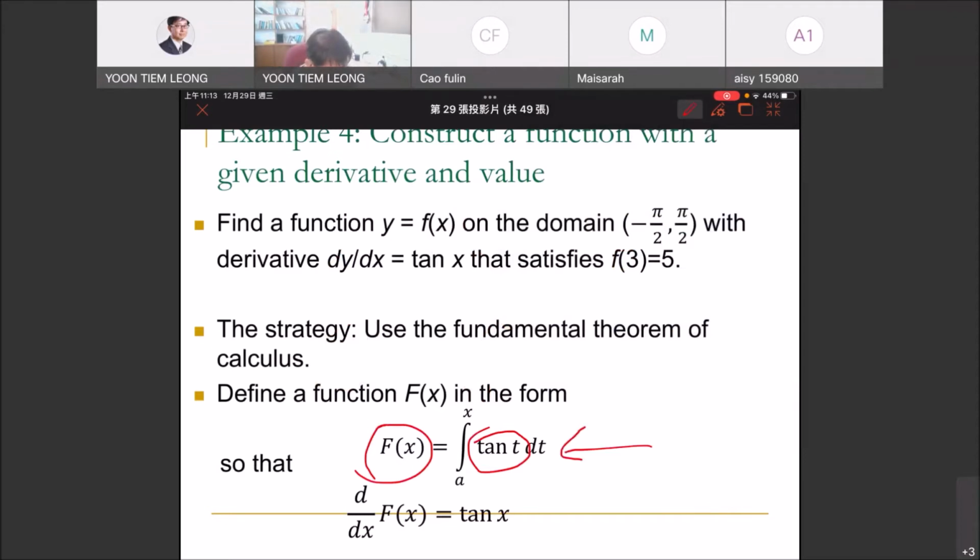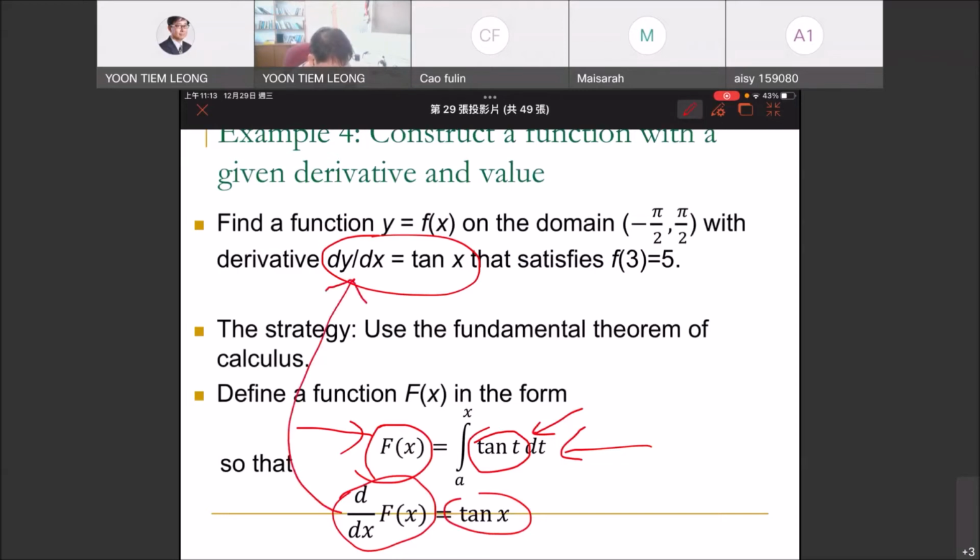So when you want to get a function of y such that the derivative of it gives you tangent x, then straightforwardly, you know, okay, let me define a capital function F that is related to tangent t through this form. Why is that so? Because if the capital function F is related to tangent t through this integral form, then the derivative of the capital function F will give you tangent t. So this will fulfill this condition.